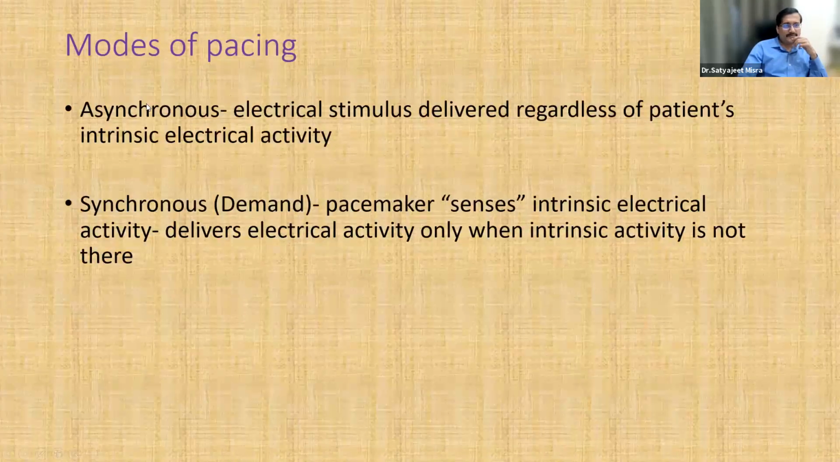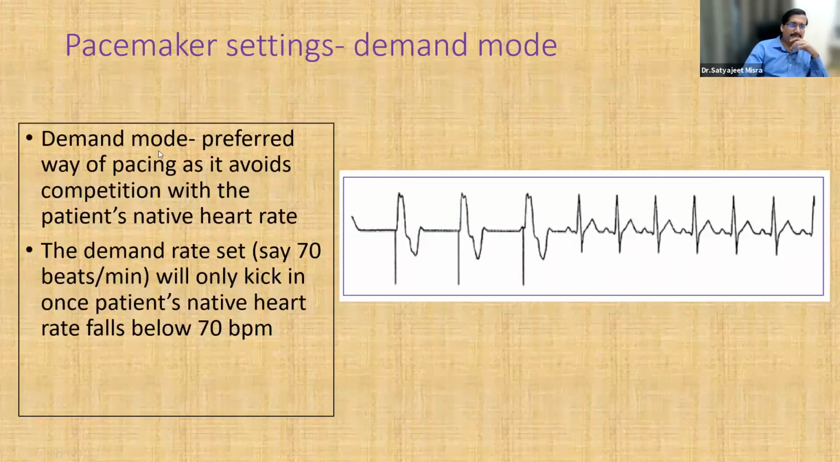Now, the two basic modes of pacing are basically you either pace the heart in an asynchronous mode. So regardless of whatever happens to the native electrical activity, the pacemaker is going to deliver the electrical stimulus and pace the heart. The other is when you have demand pacing, which is usually the practice. And the demand pacing is that the pacemaker senses the intrinsic electrical activity of the heart and delivers an electrical activity only when the intrinsic activity is absent. So this is basically the demand mode. The demand mode is usually preferred as it avoids competition with the patient's own heart rate.